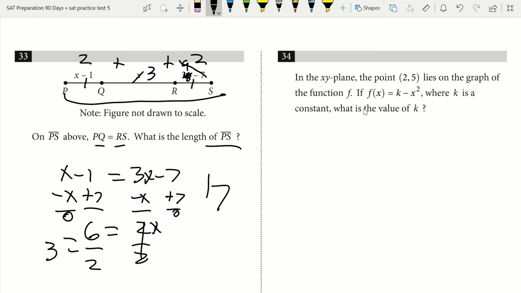4 plus 3 is 7. So my answer there is going to be 7. So 33, answer there is 7. Once again, not too difficult.